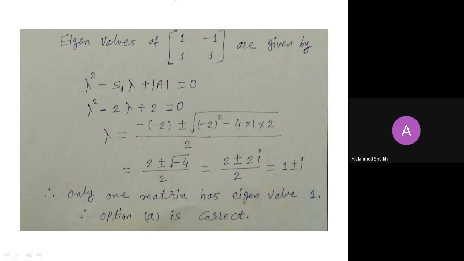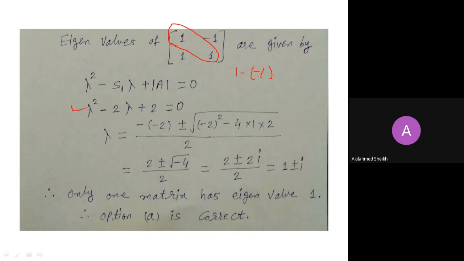This is a 2 by 2 matrix. So I just write here the equation in quadratic form: lambda square minus S1 lambda plus determinant of A equals 0. Here S1 stands for the sum of diagonal elements of A. These are the diagonal elements, 1 plus 1 is 2. So S1 is 2. Then the determinant of A is 1 into 1 minus 1 into minus 1. This becomes 1 plus 1, that is 2. So lambda square minus 2 lambda plus 2 equals 0. This is the quadratic equation.